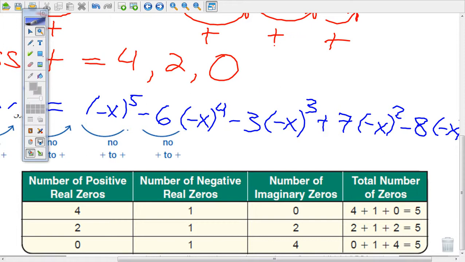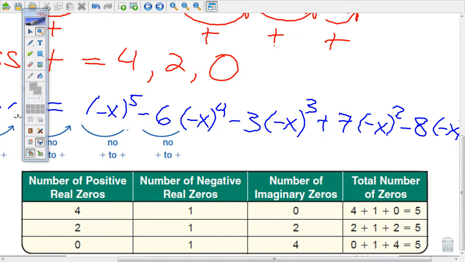Any questions about the table? Heidi? Do you have to make the table? No, but you need to understand that if you find a negative 0, then you have the option of either having 4, 2, or 0 positives. And if you have no positives and only 1 negative, then the other 4 must be imaginary.